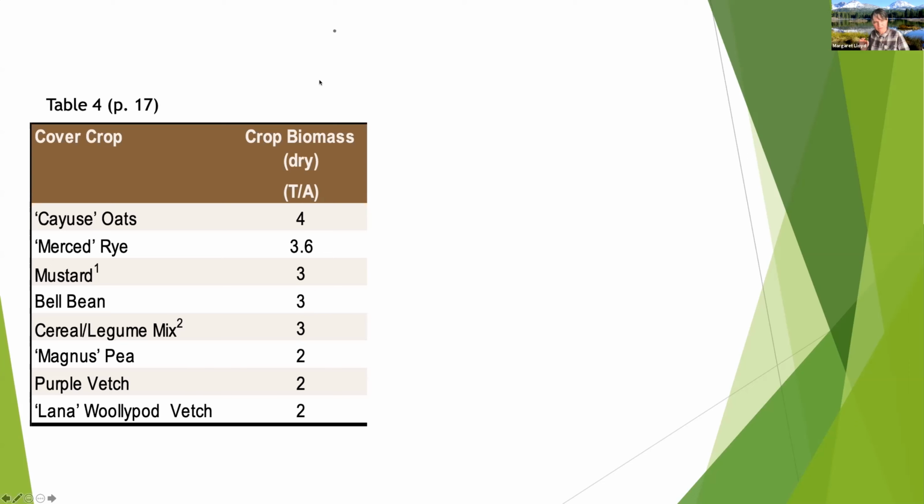But refining the biomass production on your farm has to come with some amount of sampling and training your eye to be able to gauge what 2 tons, 3 tons, 4 tons of biomass looks like. But you can see here how if we just look at oats and rye, they're the highest biomass producers, whereas the vetch only type species are the lowest. And the mixes with some cereal, legumes, bell beans, mustards are in this intermediate range.